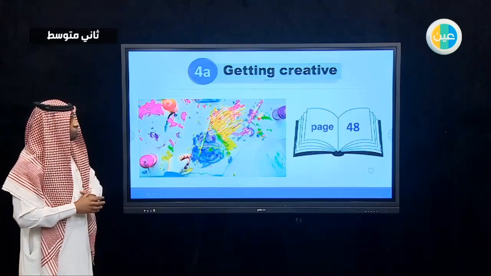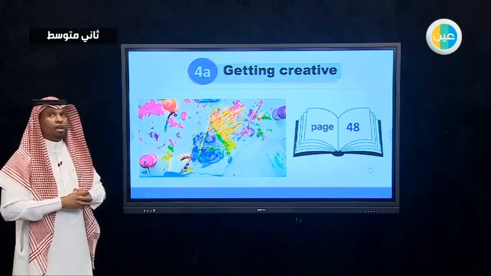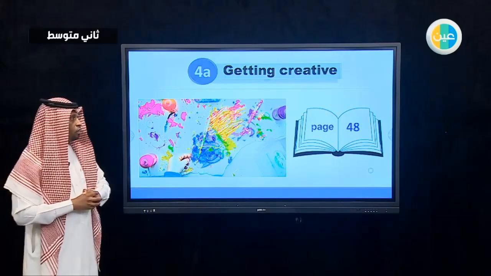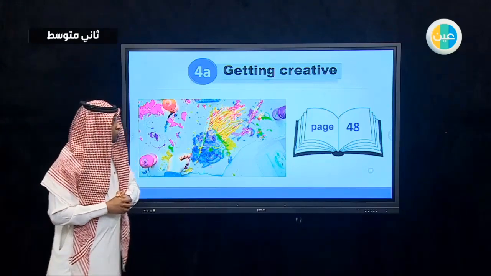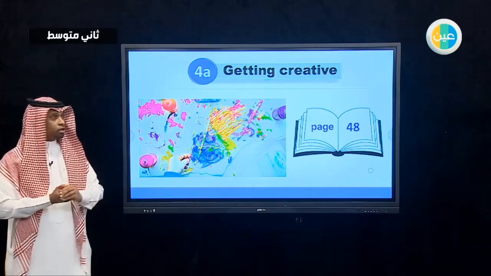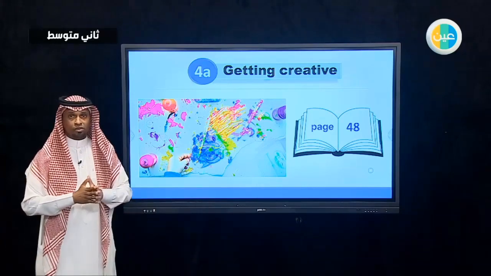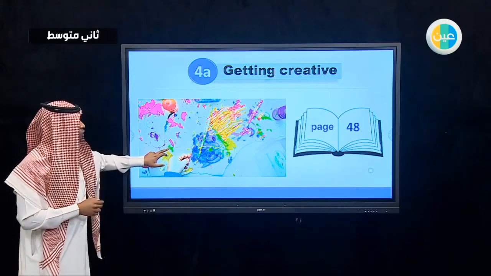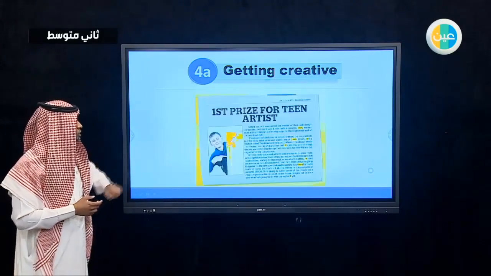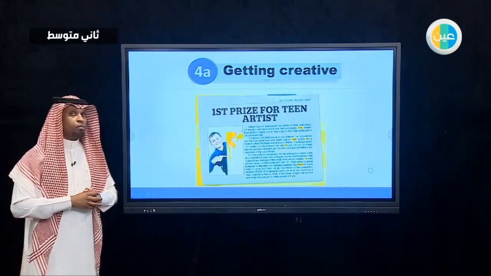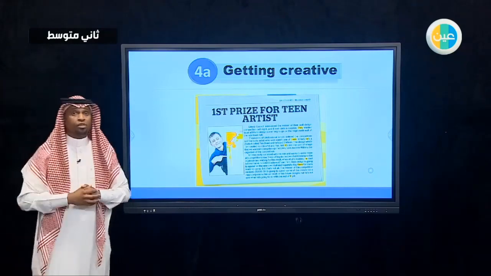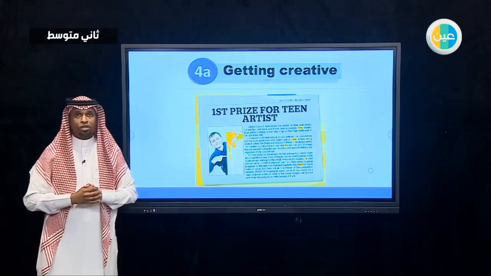Now let's move to the first lesson. We have Getting Creative. This is on page 48. You can open your book if you like and see the lesson with us in your book. Now let's move to this one here. This is an artist, as we said. And let's talk about this photo. What can you see? Again, the same question. What can you see here?